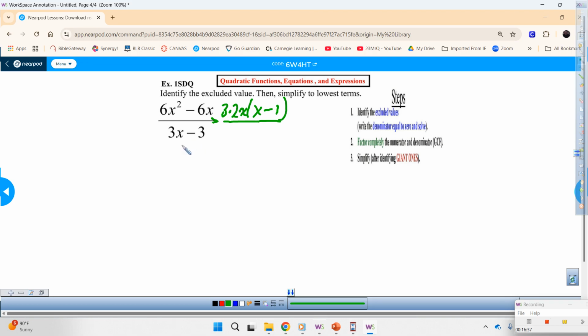Sebastian? 3, and we're left with x minus 1. All right, identify the giant 1, the 3's. What else? x minus 1, and that leaves us with 2x. Since there's nothing underneath, I put a 1, or in other words, 2x.